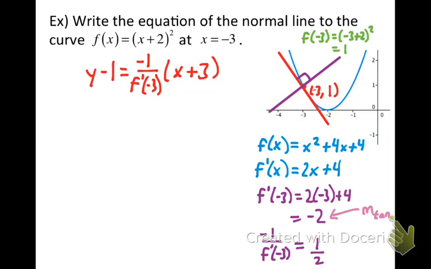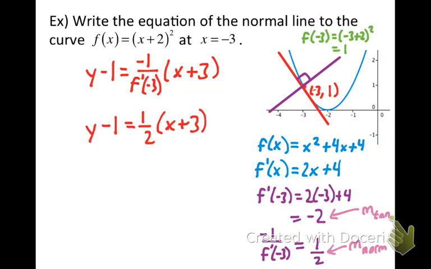Positive 1/2. The product of the slopes of the tangent line and the normal line always has to be negative 1, and they always have to be negative reciprocals of one another. And I showed you how to abbreviate slope of tangent. You can abbreviate slope of the normal line this way. And it's the slope of the normal line that we need to include in this equation because we're writing the equation of the normal line. So now we've figured out enough to know that the equation for this normal line is going to be y minus 1 is equal to 1/2 times x plus 3.